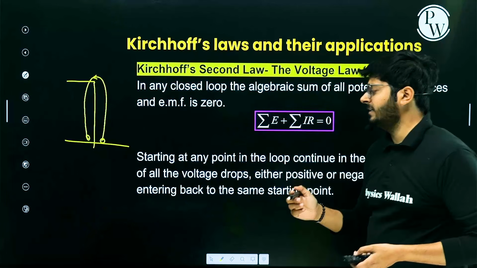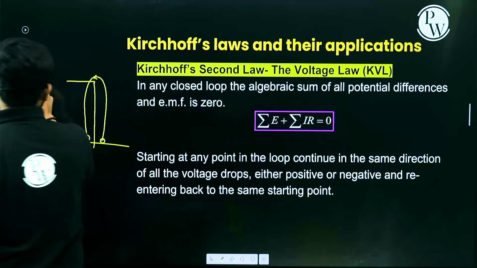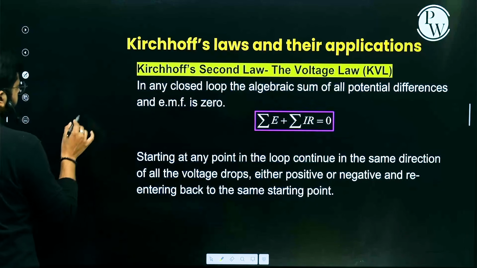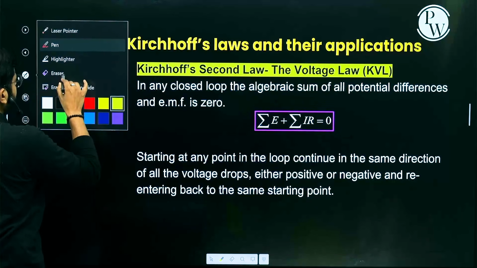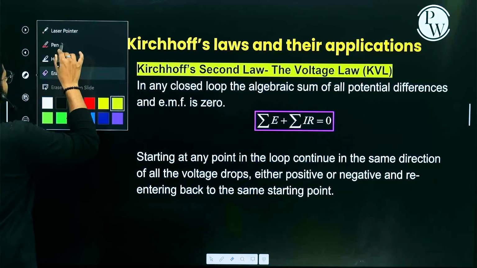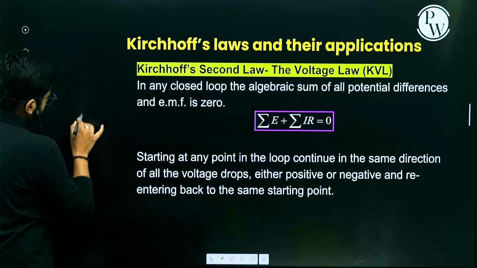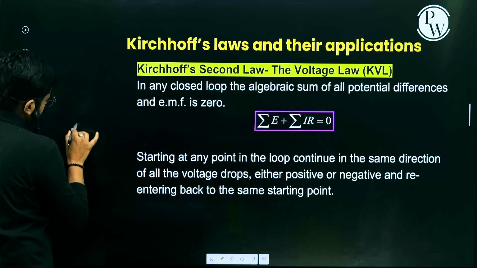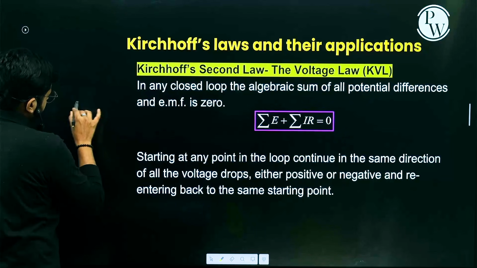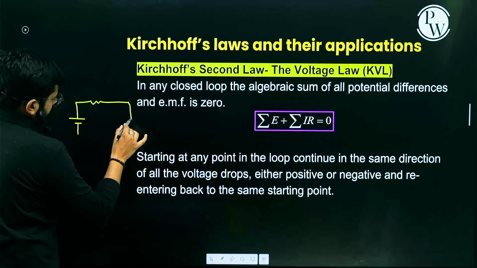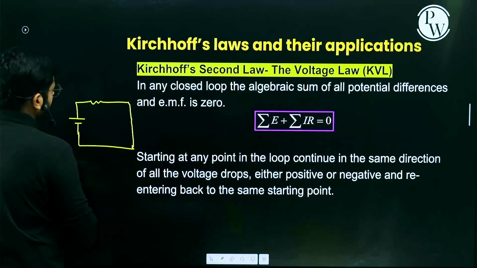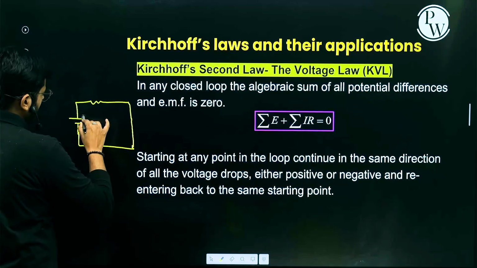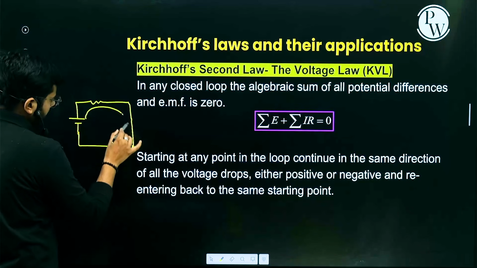Now the same thing is happening in a circuit. This energy is provided by the battery. So what will happen in a circuit? If you analyze a circuit, let's say this is a battery, this is a resistor, and this is a switch. Let's remove the switch and all. Let's analyze the circuit from here and then come back to the same place.